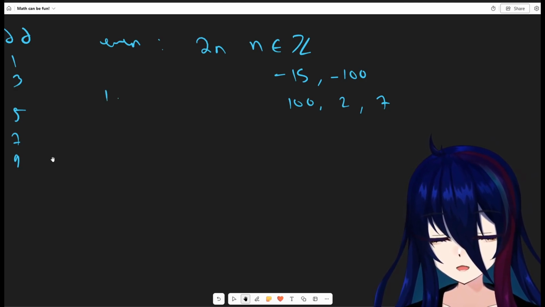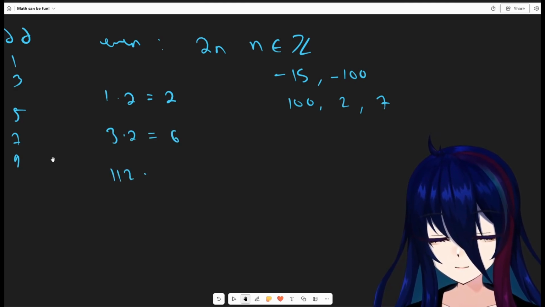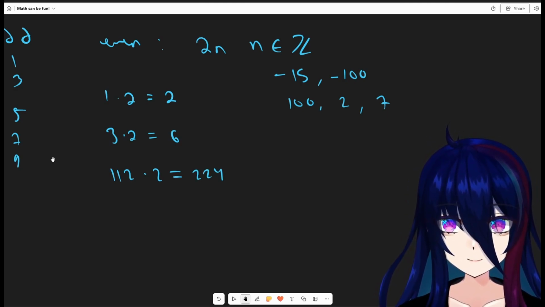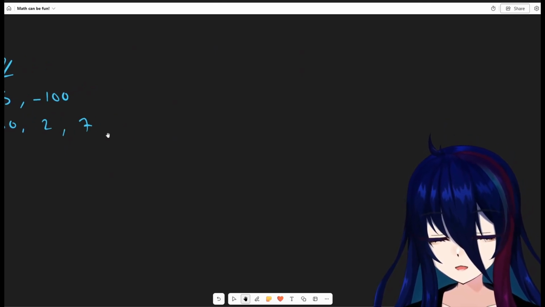Let's try it. 1 times 2, what does that equal? That's 2, that's even. 3 times 2, what does that equal? That's 6, that's even. 112 times 2, what does that get? 224. Guess what that is? Even. Okay, so let's talk about the odd numbers.